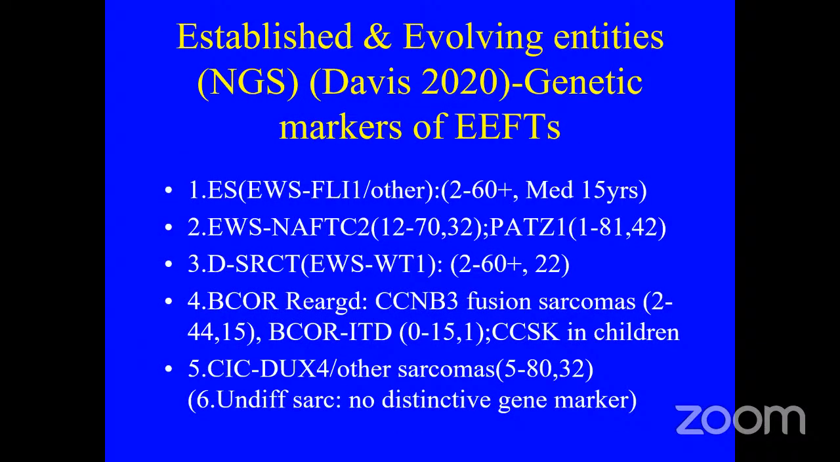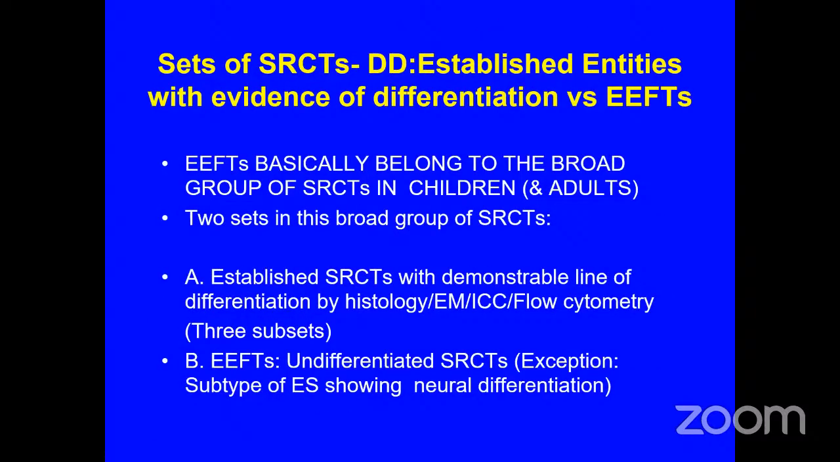So these are the 5 different entities that we are going to talk about in terms of their IHC profiles. Ewing sarcoma, then EWS NFATC2 fusion sarcoma, and EWS PATZ1 fusion sarcoma, and the other tumors that I have listed here on this slide. So, as I mentioned to you in part A, these tumors basically belong to the broad group of small round cell tumors in children and adults.